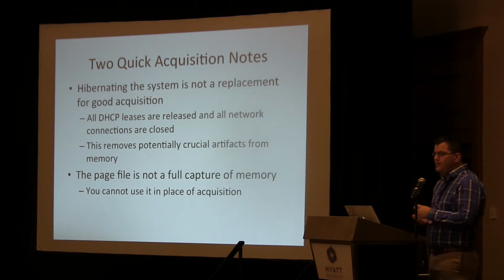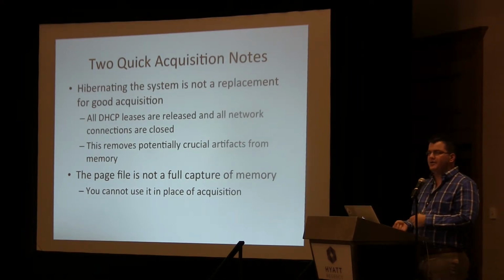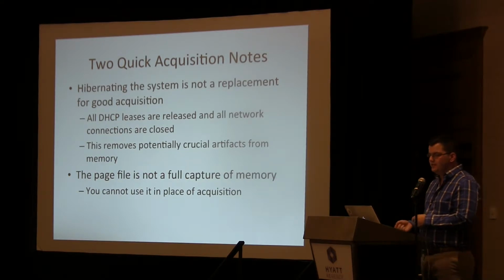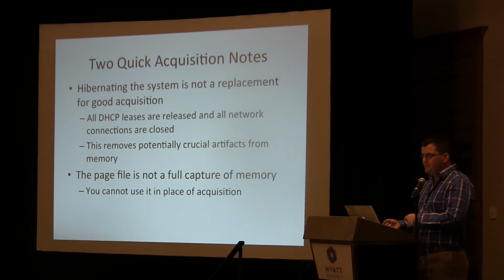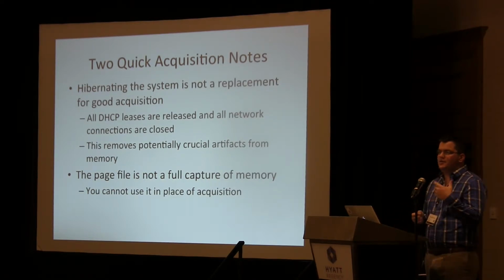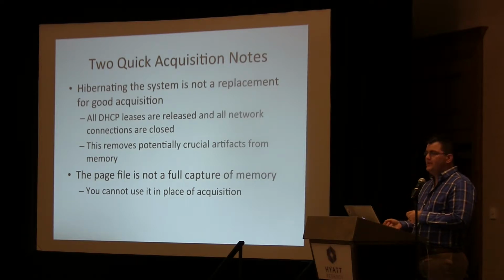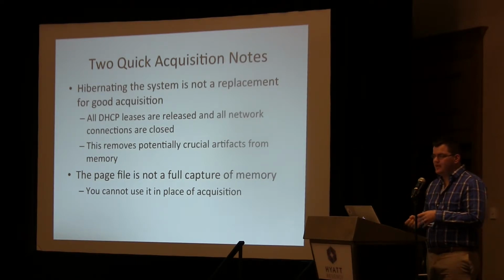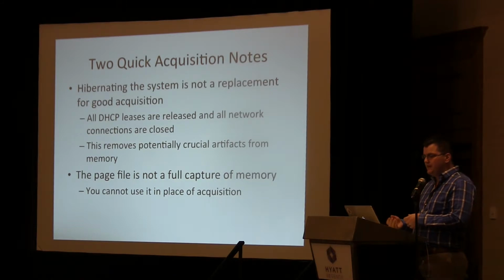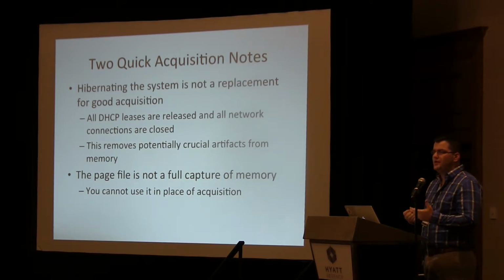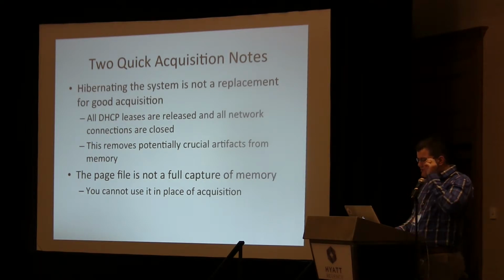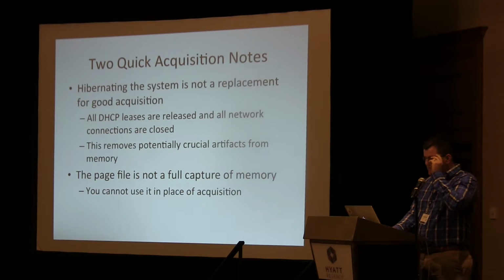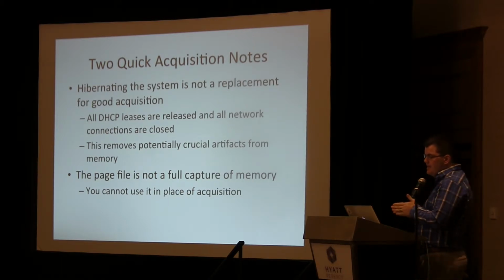One of the big issues with that, though, is when you hibernate, all your network connections get terminated and your DHCP lease is released. So if you look at, say, the active connections on a system before and after hibernation, you'll have all your connections before, and then after hibernation, there's nothing there. We'll see with Volatility that you can go back and scan for remnants of those old connections, but that's not really what you want. You want the actual state of the system when you walked up to it. This is one of the big reasons why you still need to use software tools versus just relying on hibernation.